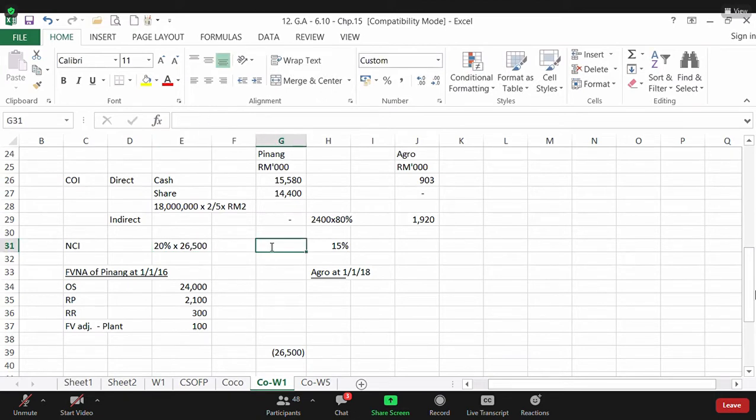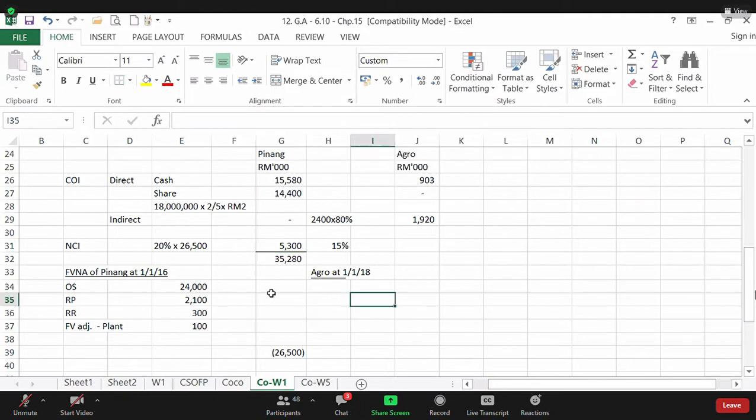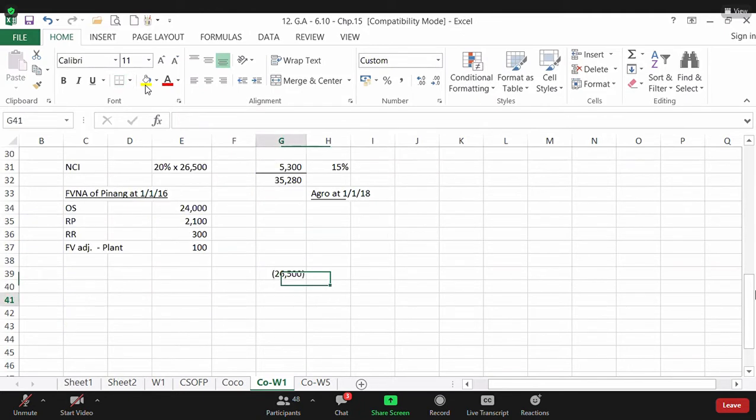So how much? So I want to calculate goodwill, minus. So you got 8787. So this is goodwill. Okay, so far so good.